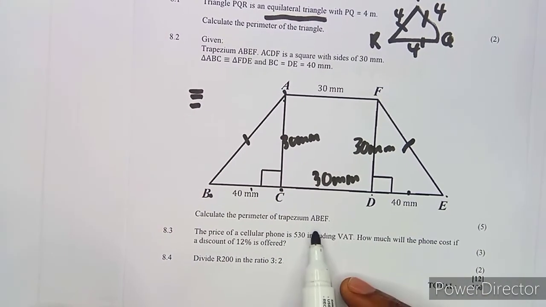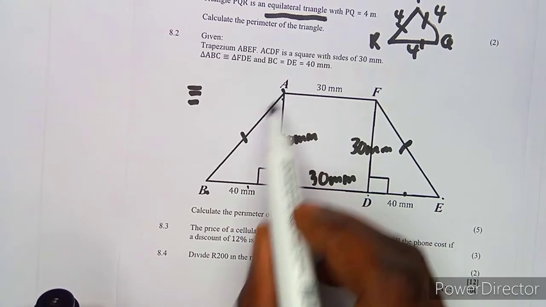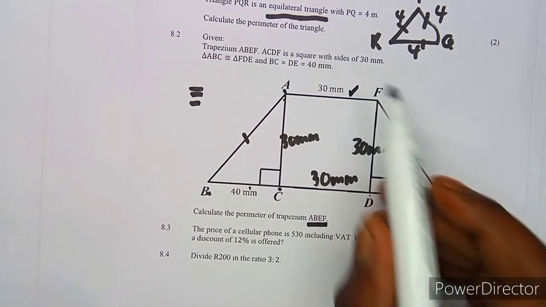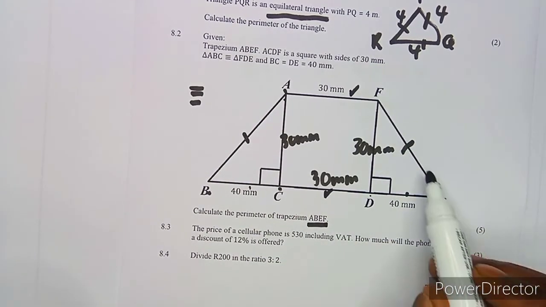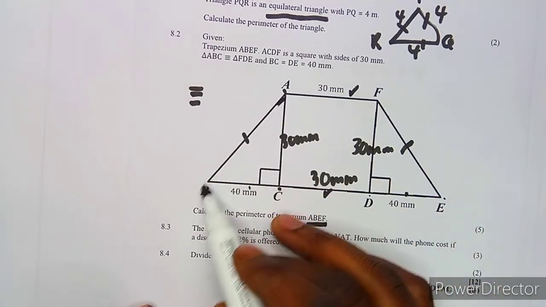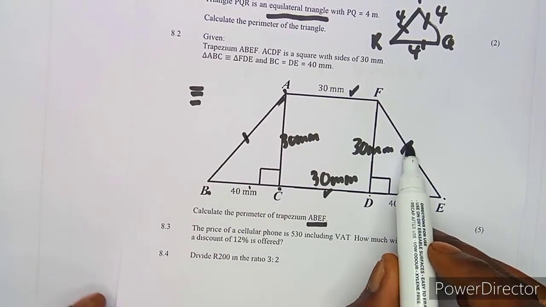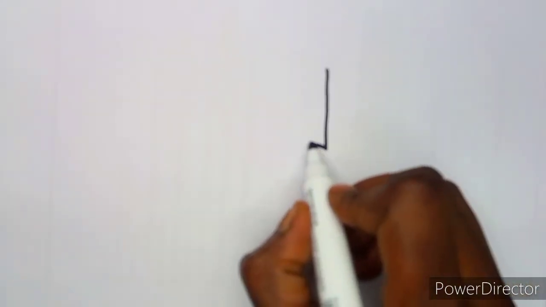Calculate the perimeter of the trapezium ABEF. Take note, ABEF, the perimeter. So remember, perimeter is distance right around the shape. So here we already have 30, and this is 30, this is 40. So we are only left with this side. So once we can calculate either AB or FE, because once we calculate this, we already know this one. So you can calculate this one using Pythagoras theorem first, so that we can be able to calculate the perimeter, because perimeter is distance right around the shape.